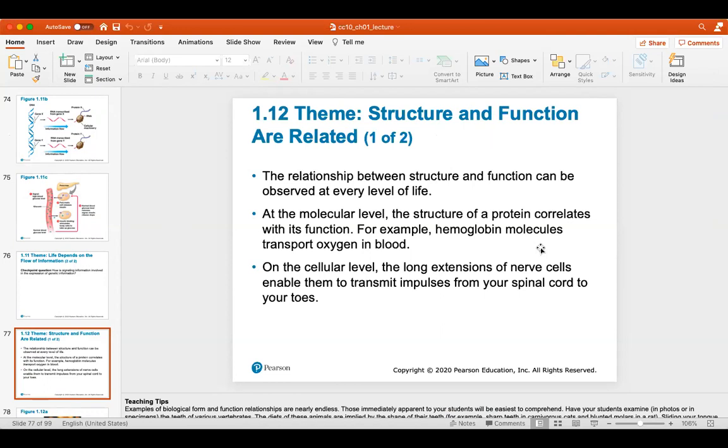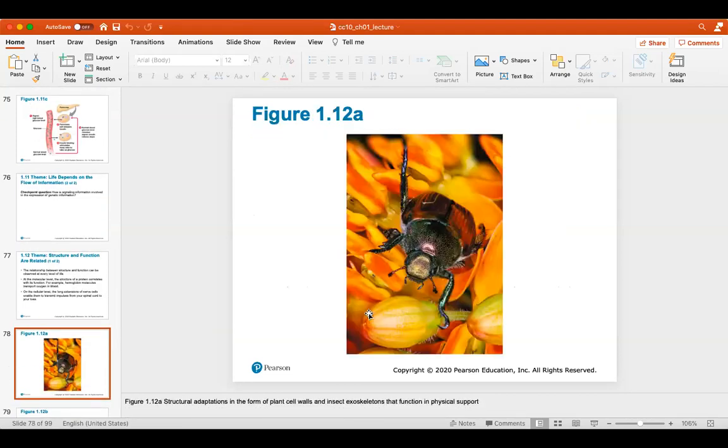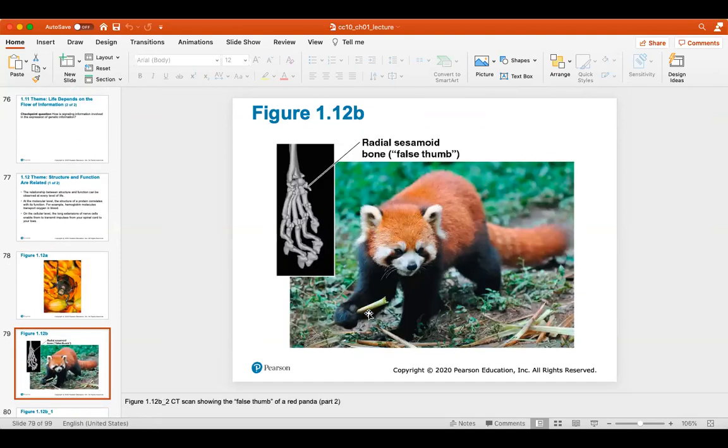So for example, hemoglobin molecules: it's a protein that has kind of four pieces to it, and it transports oxygen in the blood. On the cellular level, the long extension of your nerve cells will enable them to transmit impulses incredibly quickly from your spinal cord to your toes. This is a look at the structural adaptations in the form of plant cell walls and insect exoskeletons that function in physical support of an insect.